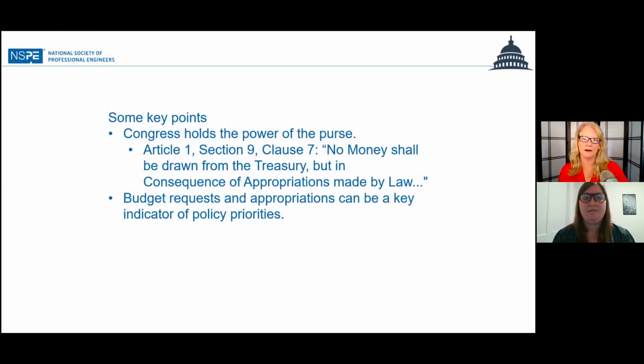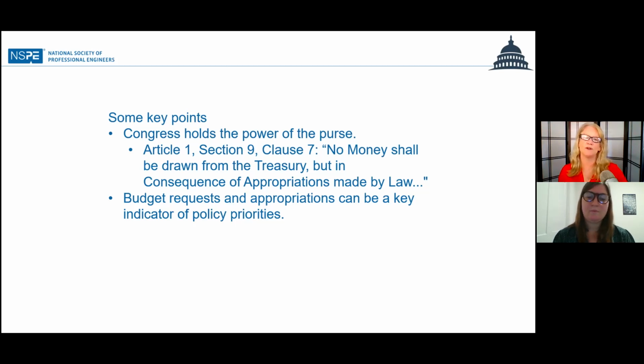Some key points that we want to note. First, Congress holds the power of the purse when it comes to appropriations, and that power is established in the Constitution. So Article 1, Section 9, Clause 7 says that no money shall be drawn from the Treasury, but in consequence of appropriations made by law. And so that phrase gives Congress the power to decide how money is spent within federal agencies and how much money is spent within federal agencies.